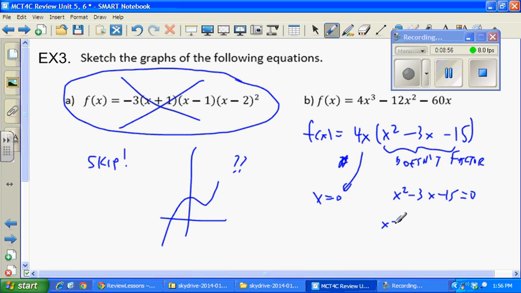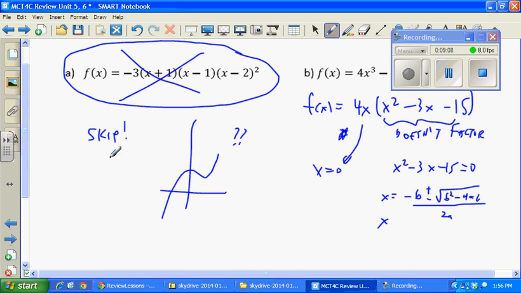So I can use negative b plus or minus the square root of b squared minus 4ac all over 2a, where a is 1, b is negative 3, and c is negative 15. And you keep doing that and show some patience on your calculator, and you'll end up, oh, this is a mess, sorry about my handwriting there, folks, but x is about negative 2.65, and x is about 5.65. So it's not this at all.